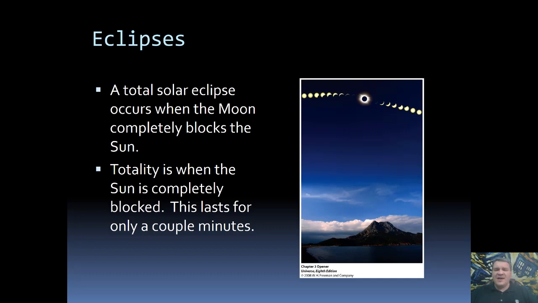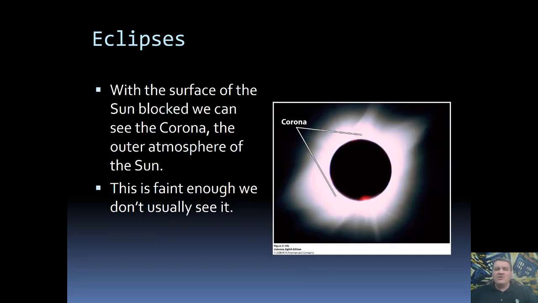So totality is this time where the sun is completely blocked. Now, totality will actually last for a couple of minutes. At its longest, it's somewhere around 6 to 7 minutes long. The one that happened a few years ago, at maximum, was just about 2.5 minutes. Now, during totality, the surface of the sun is blocked, and this allows us to actually start to see other features of the sun that we can't normally see. For example, the corona. We know that the corona of the sun exists because of total solar eclipses.